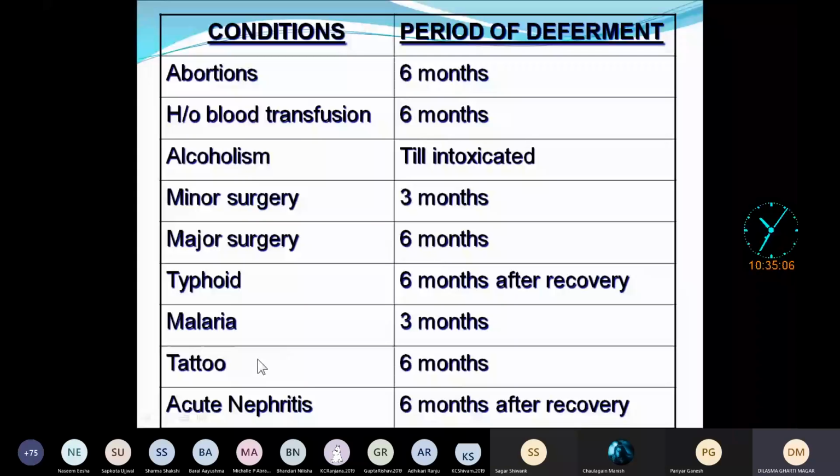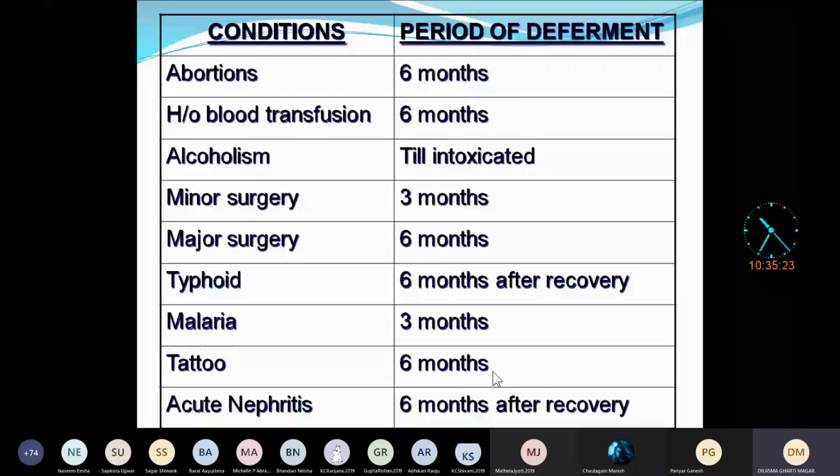So having a tattoo, also 6 months. Ma'am, why? Because in case of tattoo, you are asking. Yes, ma'am. Okay. Usually you never know where that person is having that tattoo, isn't it?